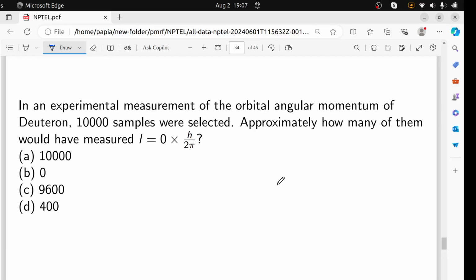Okay, maybe I can go to the next question. Next question is this one. You can see in that slide. In experimental measurement of the orbital angular momentum of deuteron, 10,000 samples were selected. Approximately how many of them would have measured L equals to 0 h by 2 pi?